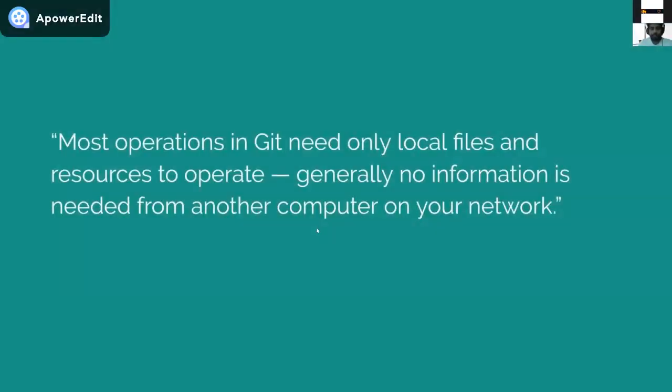Okay. So this is to reiterate the fact that Git only needs local files and resources to operate. Generally, no information is needed from another computer on your network, so you can operate without an internet connection for the most part. Only for certain operations do you need internet access to reach the Git server. Creating branches, committing, you can do all of those actions without an internet connection at all in Git.